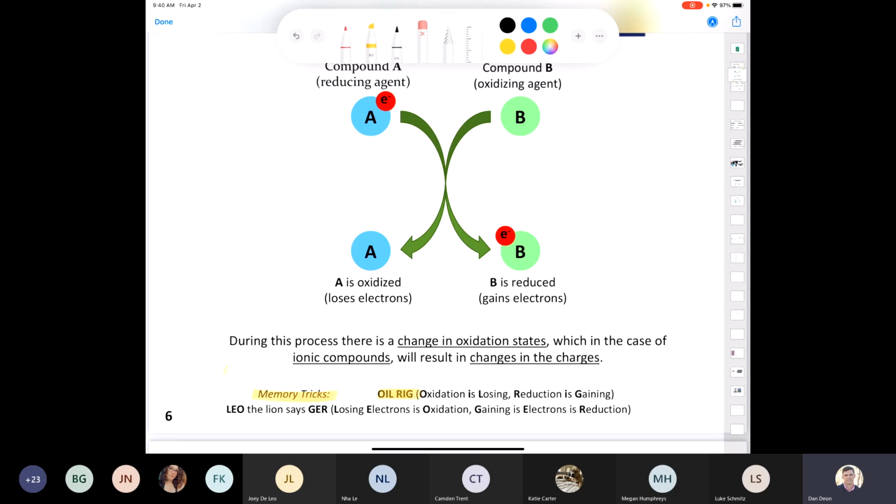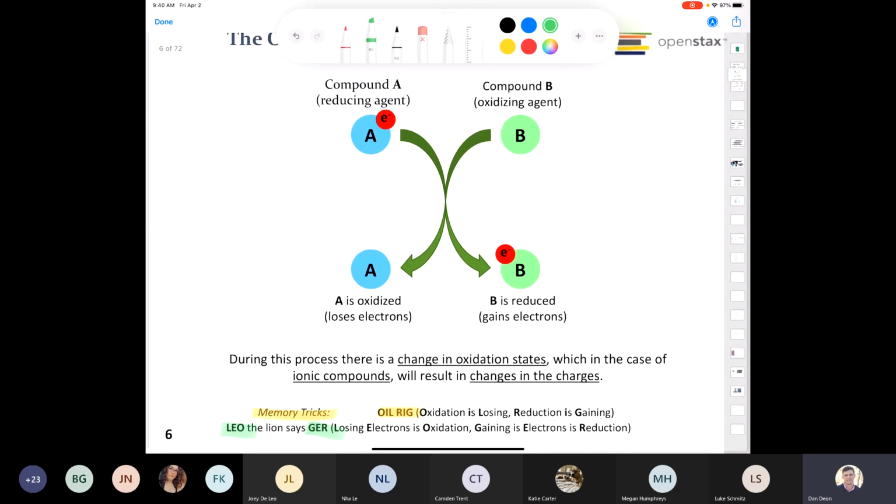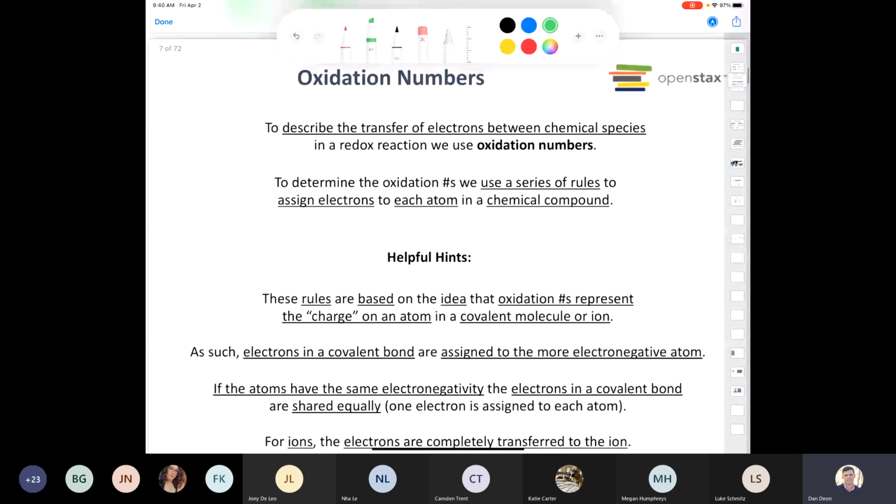That's something I only learned since I moved to the States. In Canada, everybody uses this one. LEO the lion says GER. So loses electrons means oxidation. Gaining electrons is reduction. I'm sure it's used down here too, but that's what I grew up with when I was in high school. That's what they taught me. LEO says GER, which is French. Anyhow, whatever.